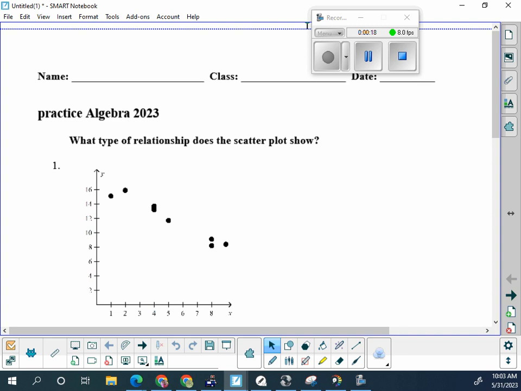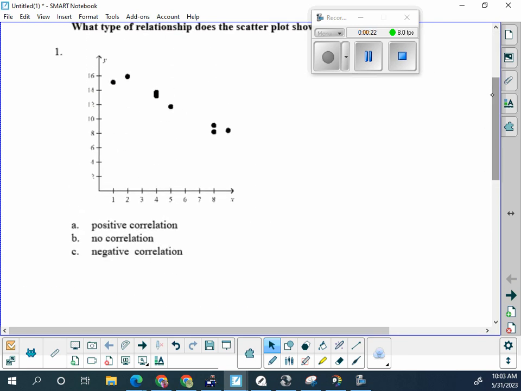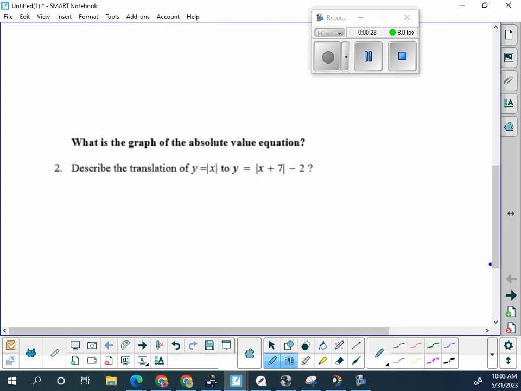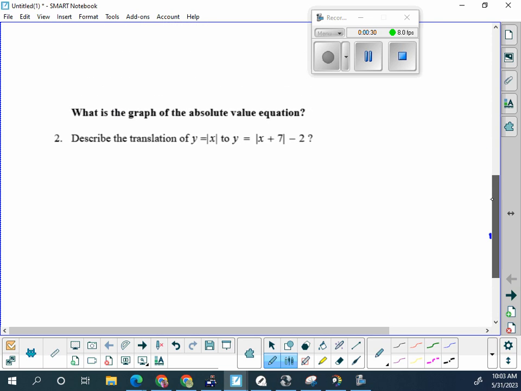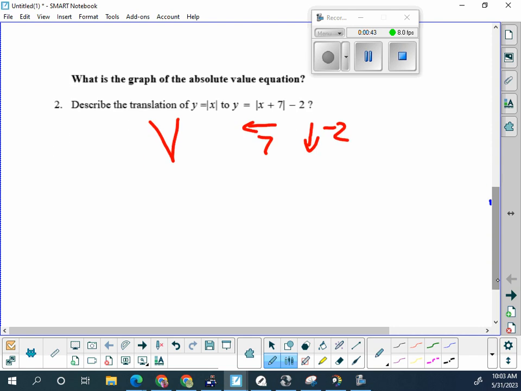Okay, so this first question here. What kind of correlation is it? Downhill, negative correlation. Next question. What does the graph of this look like? It's V-shaped. You don't have to put that on the exam. However, you do need to know that this goes backwards 7 and down 2. Most people know that. Next question.